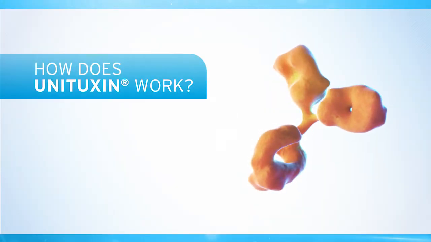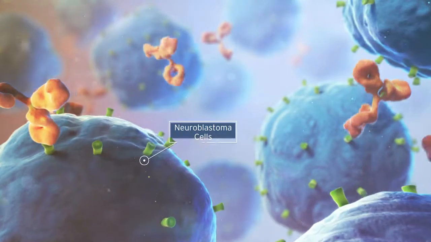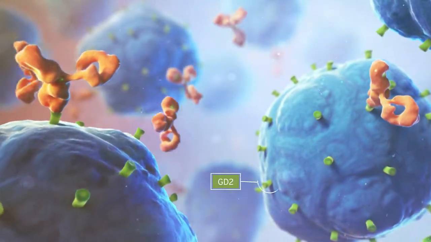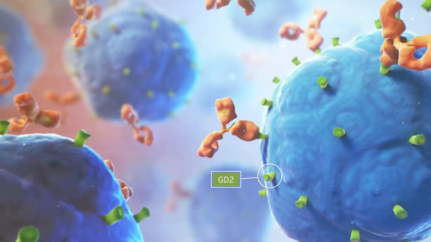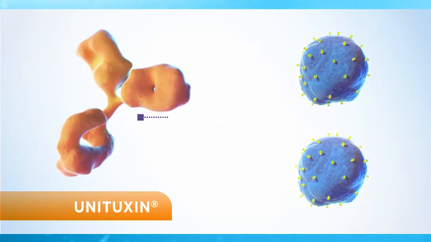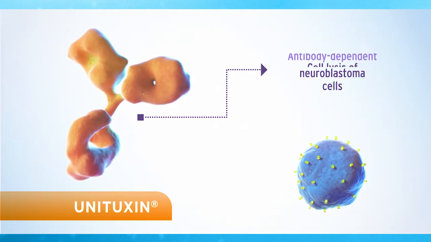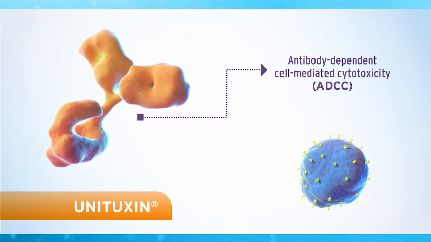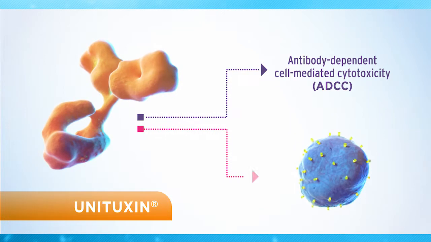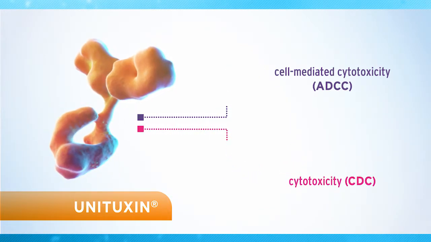How does Unituxin work? The Unituxin antibody helps the body's immune system detect neuroblastoma cells by targeting the GD2 antigen receptors and binding to them. Once bound to GD2, Unituxin triggers an immune response and induces cell lysis of neuroblastoma cells through antibody-dependent cell-mediated cytotoxicity, ADCC, and complement-dependent cytotoxicity, CDC.